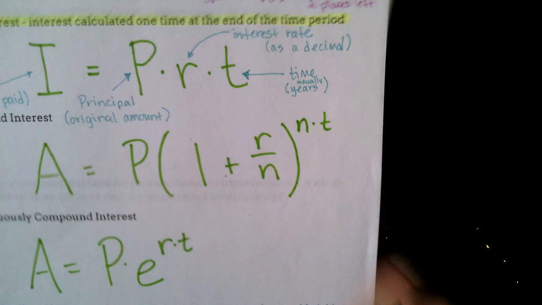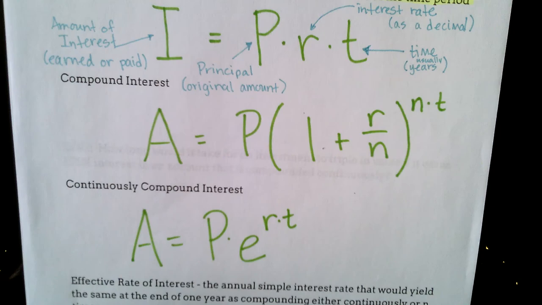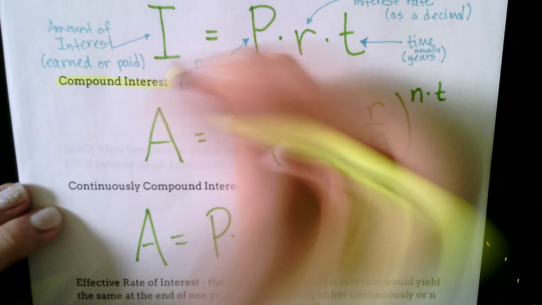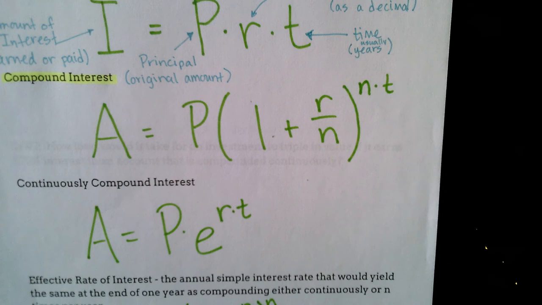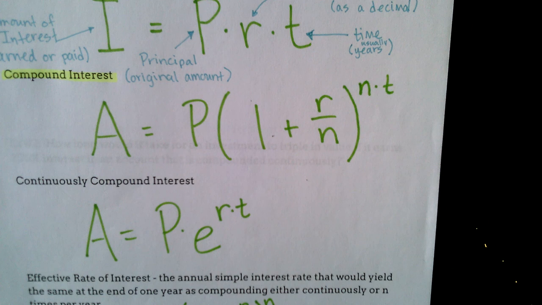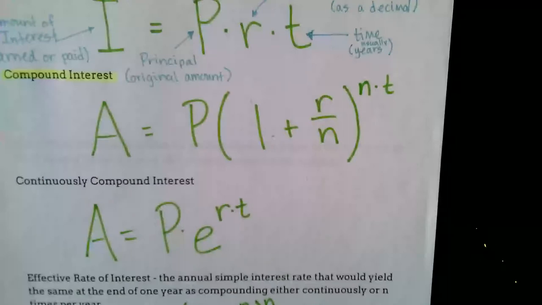And then the next formula has an additional letter. So compound interest, this is not simple interest. Compound interest is calculated more than one time, more than just at the end of the term of the loan. Compound interest is figured out multiple times. So that's the reason we have this additional variable. This letter N represents the number of times the interest is compounded per year.